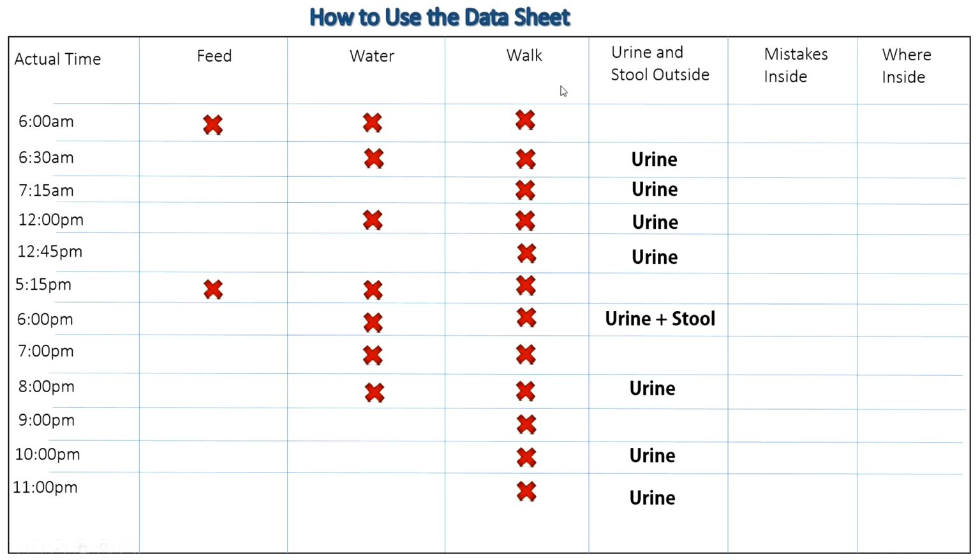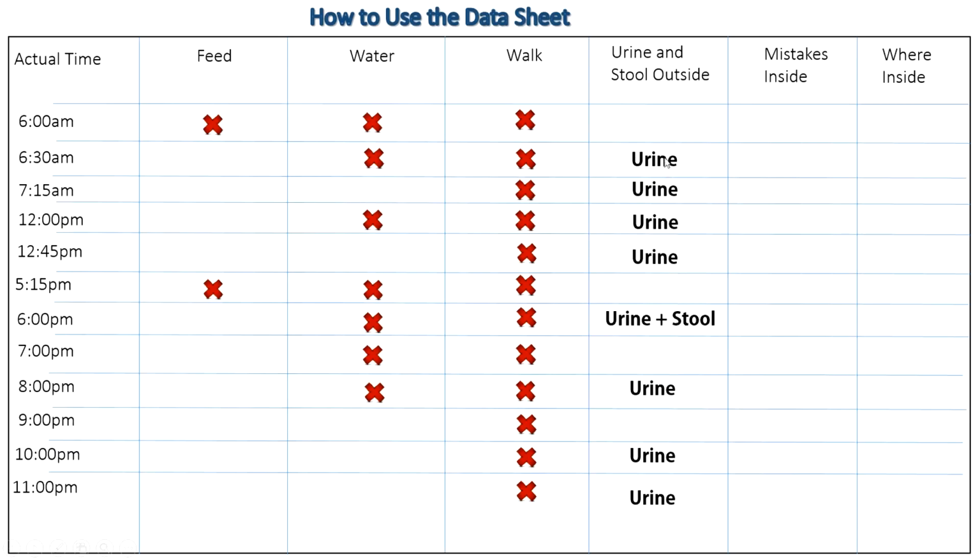But now you're not only going to keep a record of the actual times that you did things and how they may differ from the schedule that you originally created, but you also want to keep a record of when your dog went outside. Did he do his urine? Did he do his urine and his stool? Did he do just a stool? Write these things down so that you can see what patterns develop.